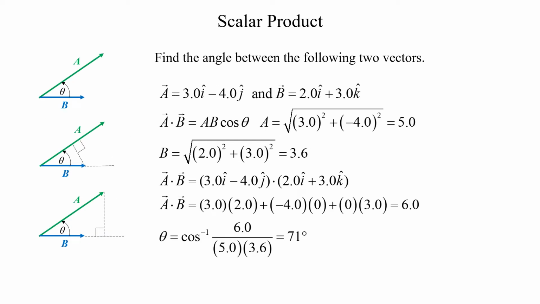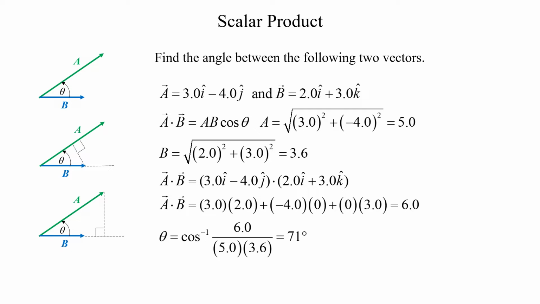All right, let's look at an example. We are given two vectors, A and B, and we want to find the angle between them. Vector A is given as 3.0 i hat minus 4.0 j hat. Vector B is 2.0 i hat plus 3.0 k hat. k hat, of course, points in the z direction. So doing the dot product, A dot B, I get the length of A times the length of B times the cosine of the angle between them.